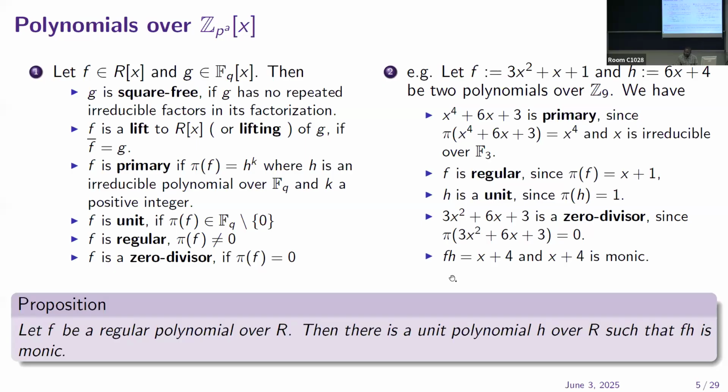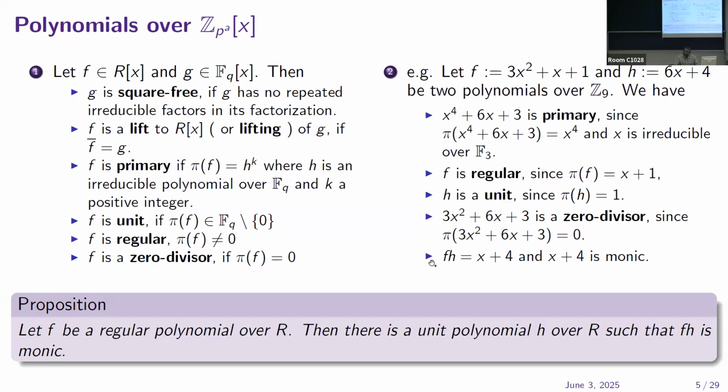The last example is important. We have F, the coefficient of the leading term is 3. 3 is a zero divisor in the ring Z9, because 3 times 3 squared reduces to 0 in this ring.